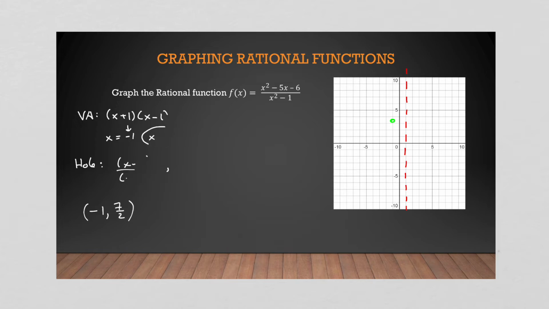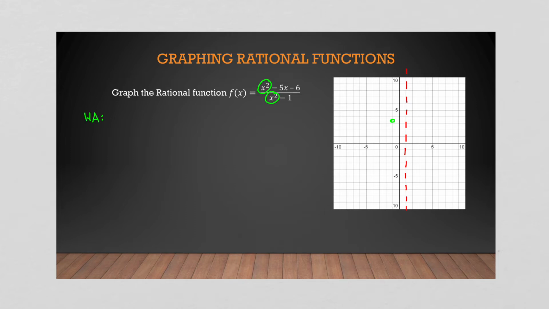Next step is going to be to do our horizontal asymptote. Now, rather than do all the simplification, you might be looking at this and saying, okay, I have the same degree terms top and bottom. And when I have the same degree terms, my horizontal asymptote is the ratio of the leading terms. You might remember that. So in this case, it's 1 over 1. So we have a horizontal asymptote at 1.